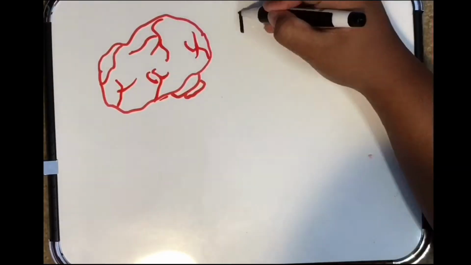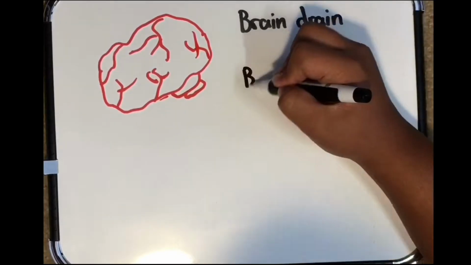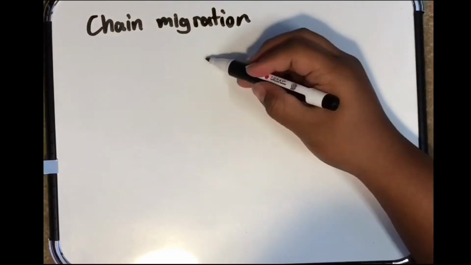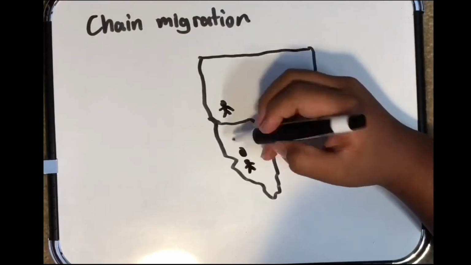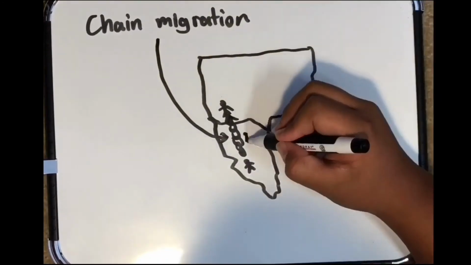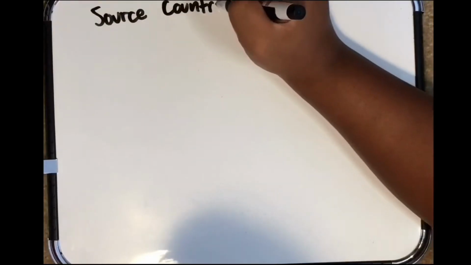Brain drain is when highly trained people or professionals leave a country, while brain gain is when they move into a country. They do this to find better opportunities to use their skills. Chain migration is the process when several immigrants move to a certain location because of family members or other immigrants.